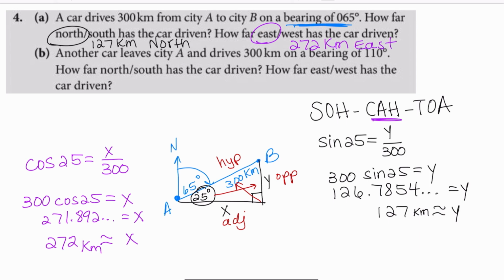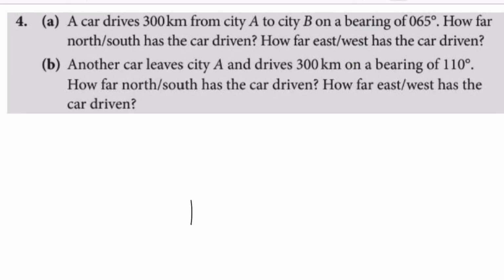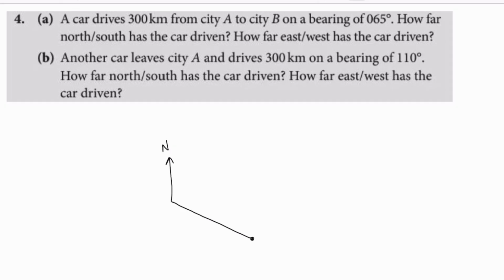We're going to go now to part B, and we're going to redo this entire thing, but with a 110 degree bearing. Always start from north. Remember, going straight east is 90 degrees. So because this bearing is 110, I want to go a little bit further than 90. So I started in city A, and now I am in city B on a bearing of 110 degrees. That's all the information I have. Clearly here from A to B, I am now southeast.